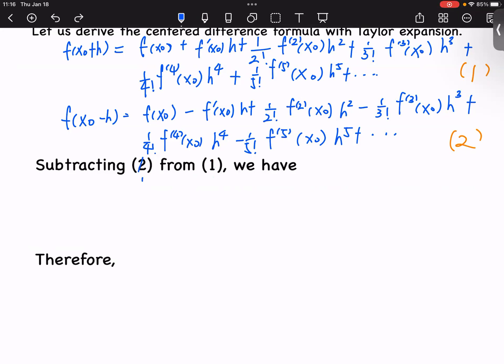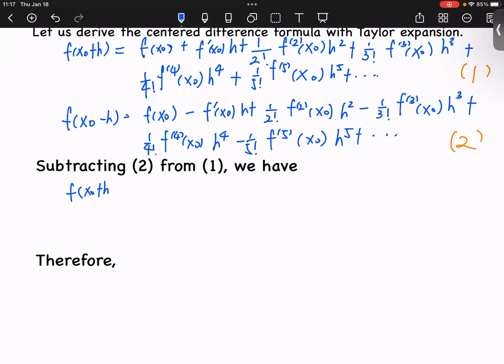Subtracting the 2 from the 1. Okay. And you will see some cancellation here. The f(x0), and then the first order term, the h squared term here, and then the first order here, we are still canceling them because they have the same sign in these two formulas. Subtracting the 2 from the 1, at the end we got f(x0 + h) minus f(x0 - h).